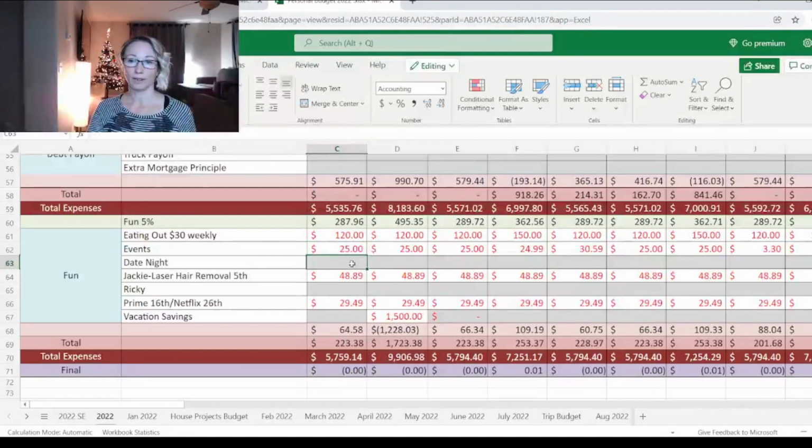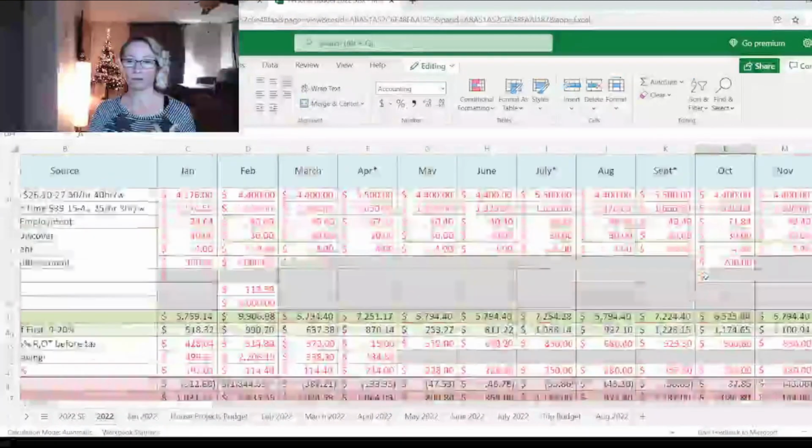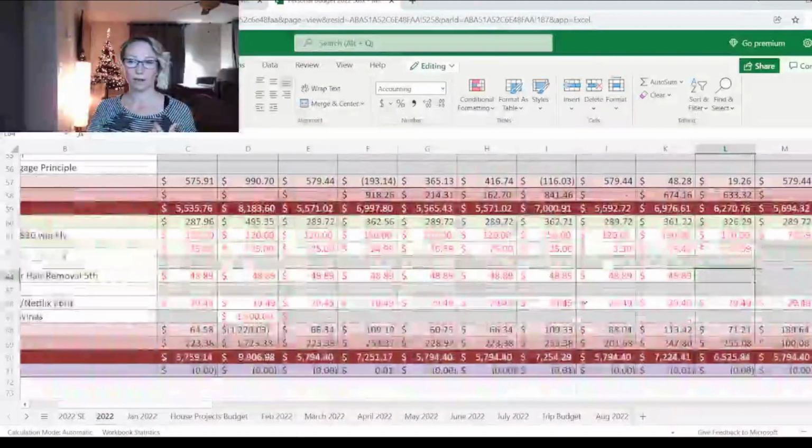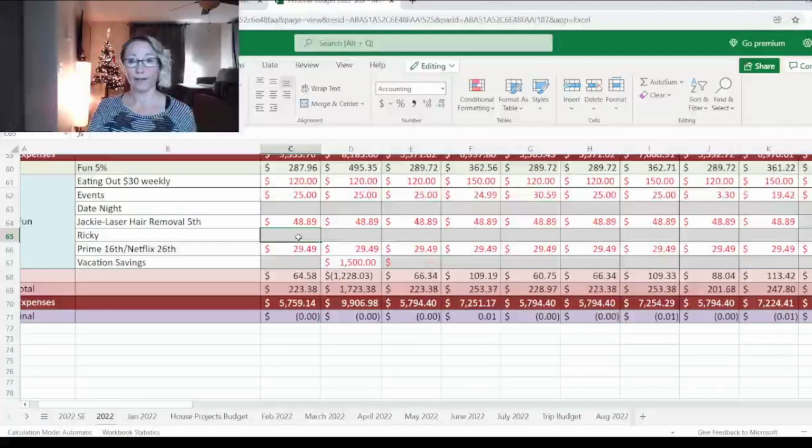Date night, we don't have anything on there, but most likely we'll be putting stuff on there as we spend it. My laser hair removal is $48.89, and that is done in September, so then we'll be done with that. And then we don't have anything planned out ahead for Ricky. We're probably going to change that because I have $48 a month, so we might just say right away Ricky's got $50 for the month. That might be a change that I make sooner than later. The other thing, Prime and Netflix now is $29.49. That's the whole year.